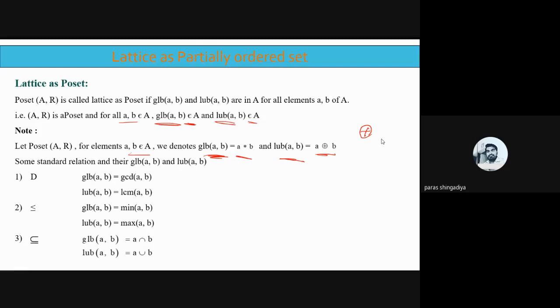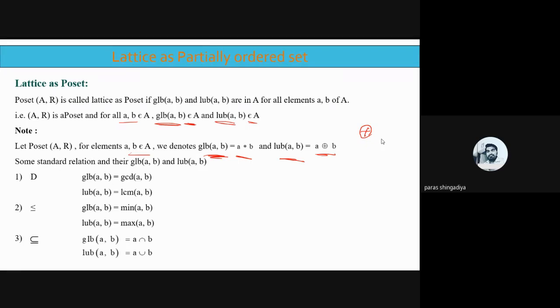Okay, our aim is the same: we have to derive the GLB and LUB for all the pairs a, b belonging to A. That we have to check. And if this answer is again in A, meaning the values derived belong to the given set, so we can say that (A, R) is called a poset.